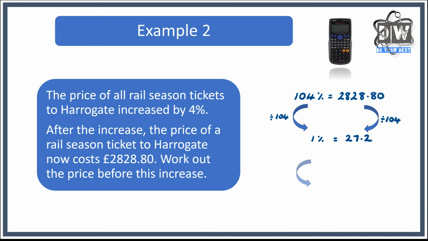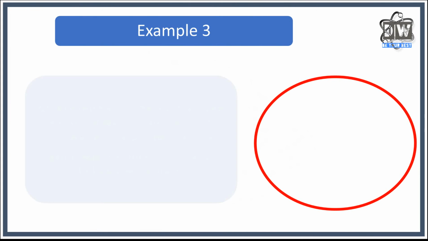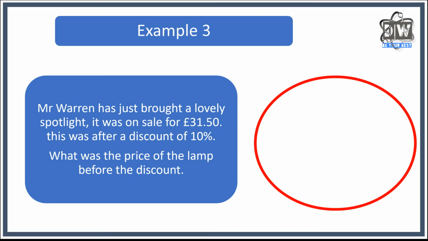Again, hopefully you knew what to do. So we were going to times 1% by 100 to give me 100%, times 27.2 by 100 to give me £2,720. So that was what it originally cost. That makes perfect sense because it's gone up in value, so therefore my original amount would be less than my new amount here. Last example before we move into the quiz.